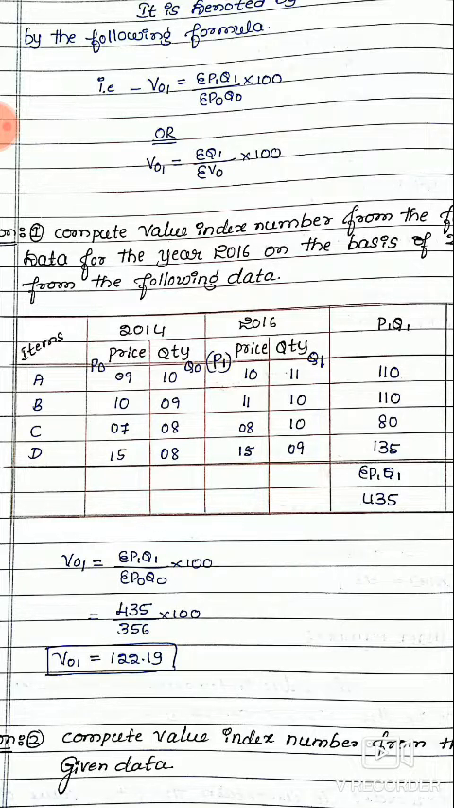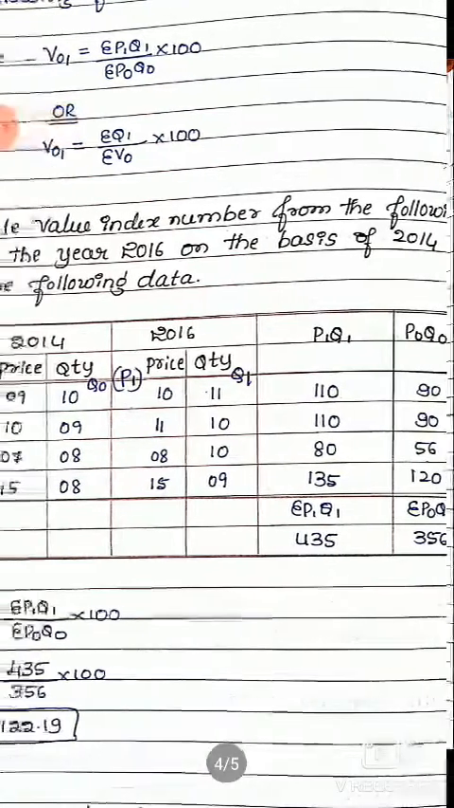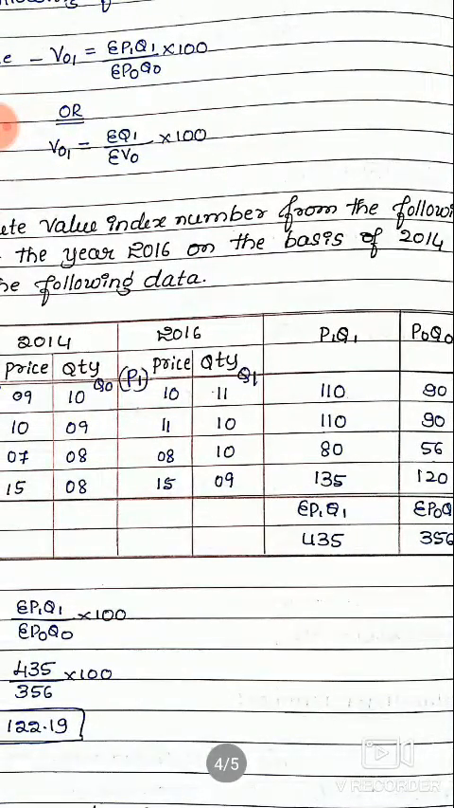Items are A, B, C, D. The 4 items are given. In 2014, he has given both price and quantity. So prices are 9, 10, 7, 15. Quantities are 10, 9, 8, 8. And in 2016, the prices are 10, 11, 8, 15. The quantities are 11, 10, 10, 9.